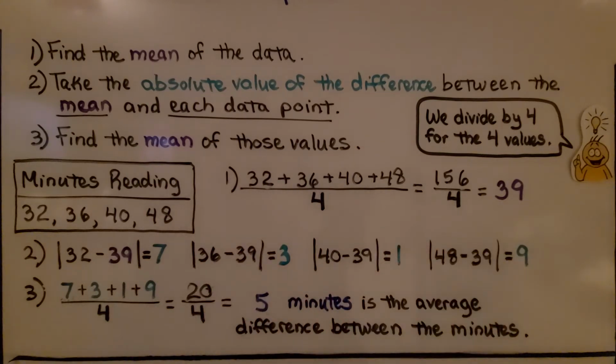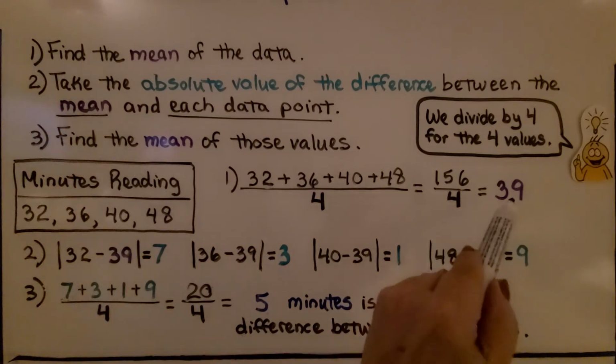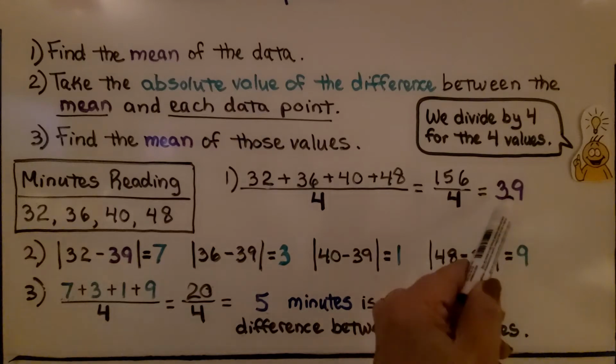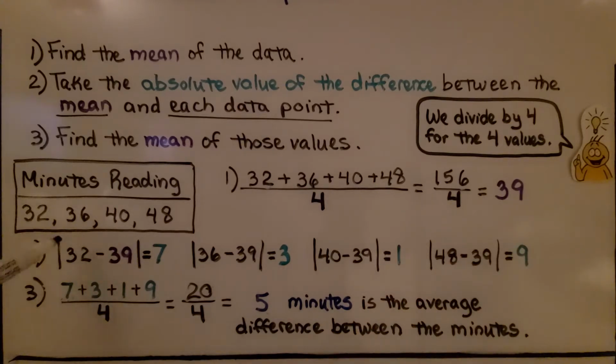We get 39. The next thing we're going to do is take the absolute value of the difference between the mean, 39, and each data point. So we're going to find the absolute value of the difference between 39 and 32. We can do 32 minus 39 in absolute value bars. That's going to be a 7. And the difference between the absolute value of 36 and 39 is 3. Between 40 and 39 is a 1. Between 48 and 39 is a 9.